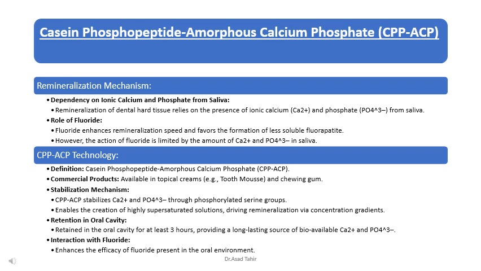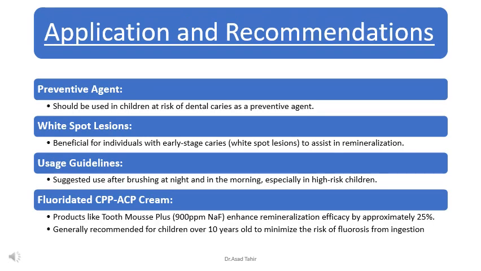In summary, CPP-ACP technology helps remineralize teeth by stabilizing calcium and phosphate ions, which are essential for the process. It works alongside fluoride to promote stronger, healthier teeth. The application and recommendations for CPP-ACP.